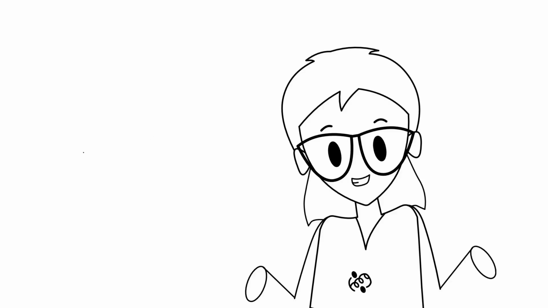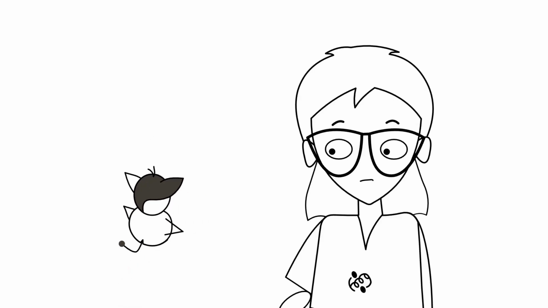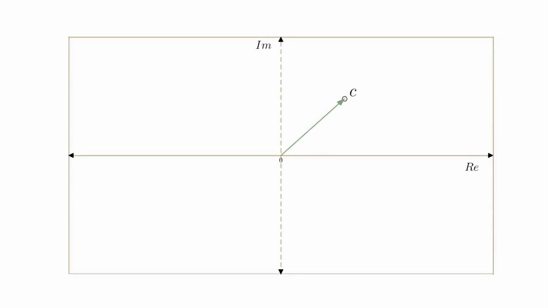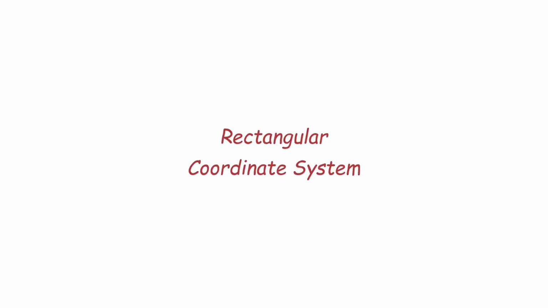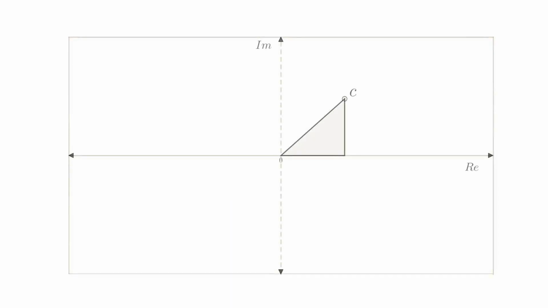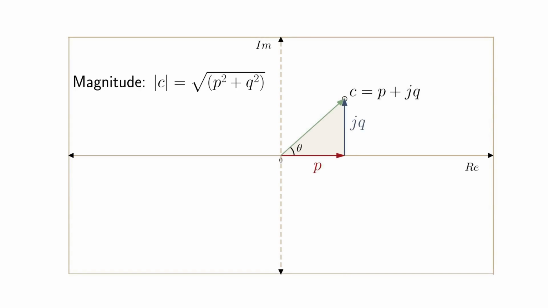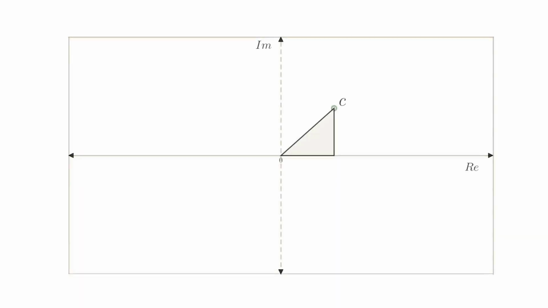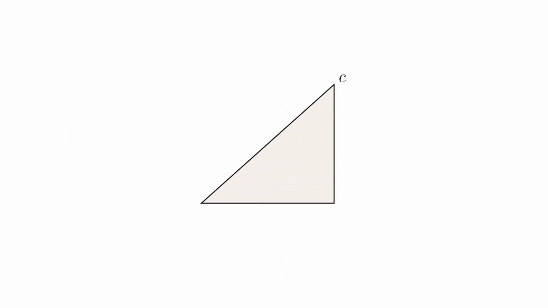So we see that c, and p on the x-axis. Nice choice of variables today. Anyway, we see that any complex number c can be expressed in the form p plus jq. This type of representation of a point uses the rectangular coordinate system. Considering this right angle triangle and basic trigonometry, we can compute the magnitude and the direction of the complex number c.